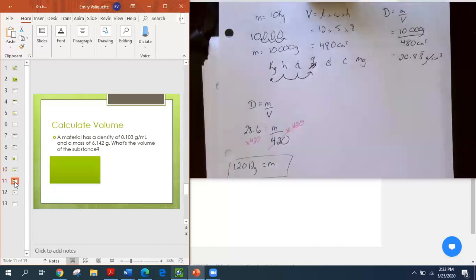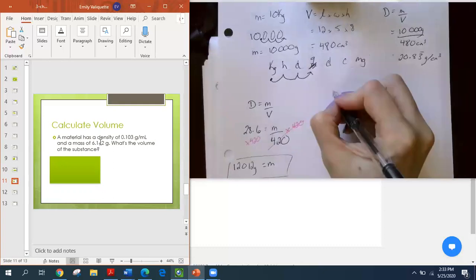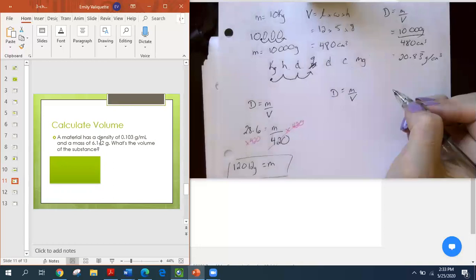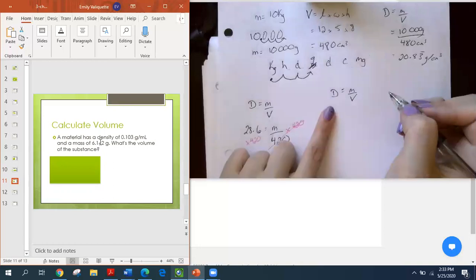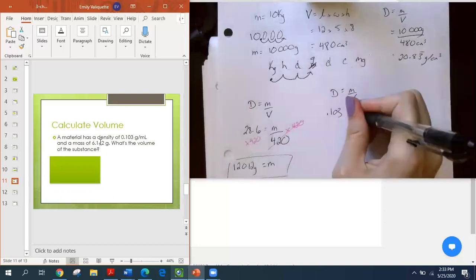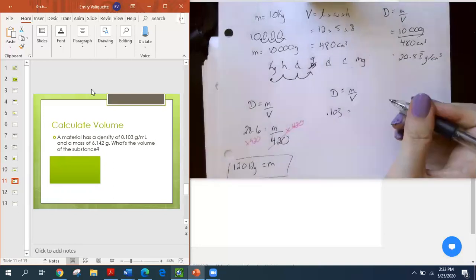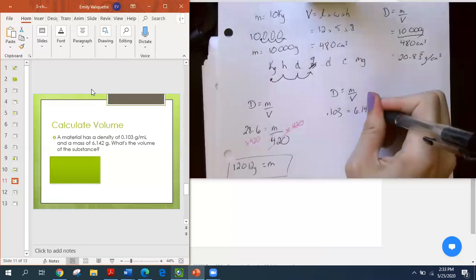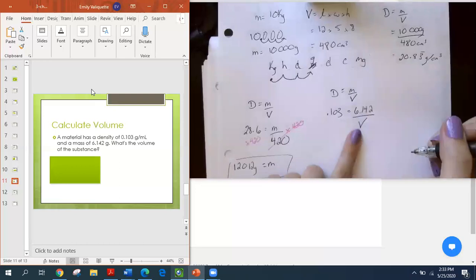Okay, and the last type of question is when we have to calculate volume. Again, I'm given my mass in grams, so I don't have to do any unit conversions. I'm just going to start right with my formula. I'm going to plug in my density of 0.103 grams per milliliter. I'm going to plug in my mass of 6.142 grams, and I'm going to solve for volume.